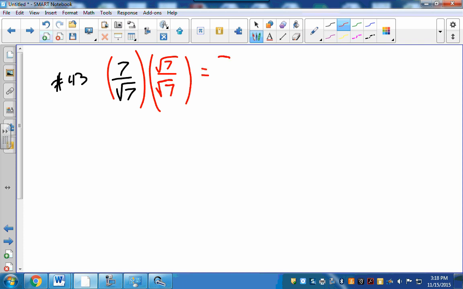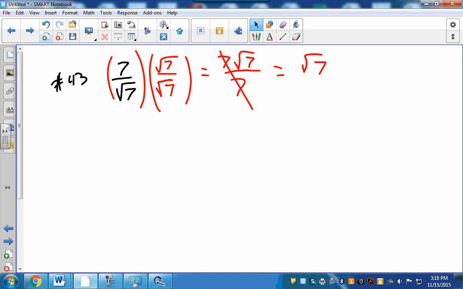And that gives us 7 root 7 over 7, or simply root 7. The 7s cancel. Typical rationalize the denominator. Here's number 49. We'll do it right next to it.